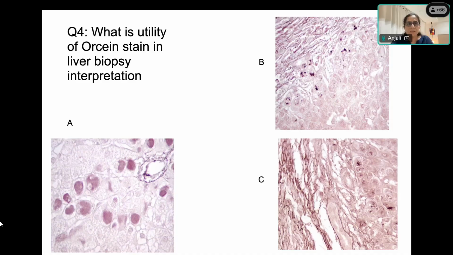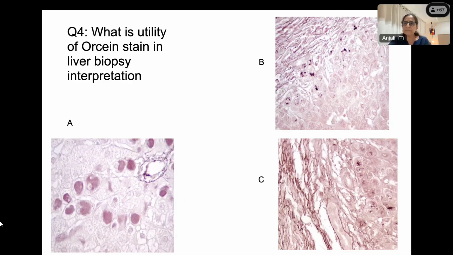Is this hepatitis B seen in A, B, or C? Which of these? Megparna? Megparna, can you hear me? No, she's not there.